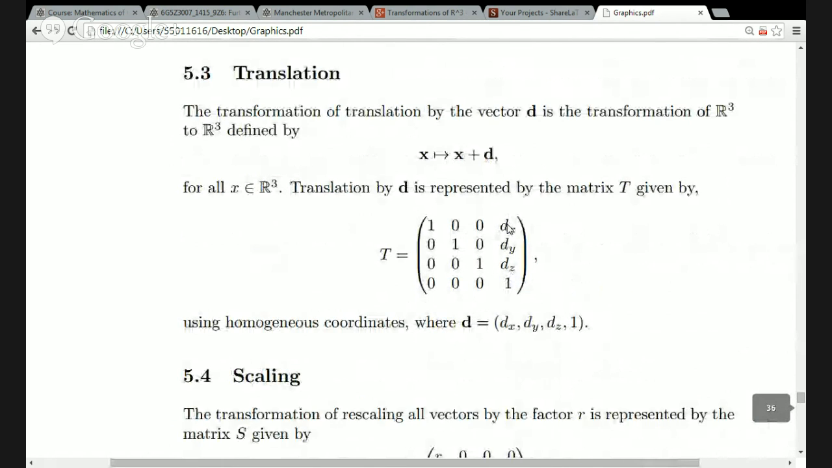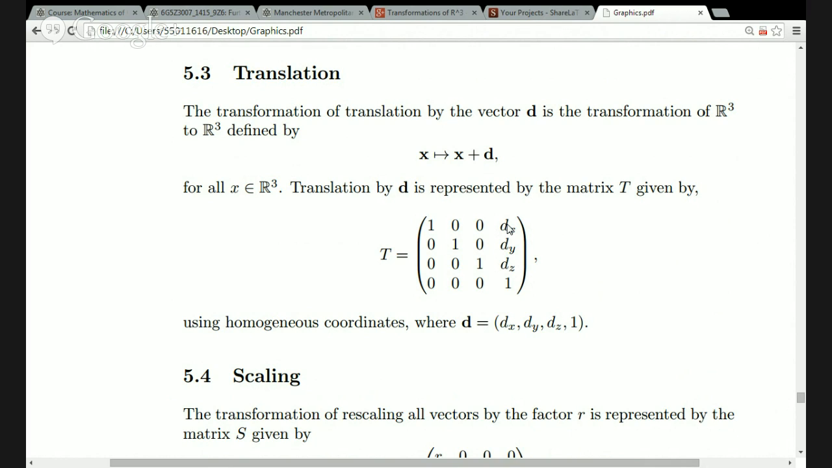Okay, so as I said, translations and scalings don't really present any more of a problem than they did in 2 dimensions, and we can dispense with those fairly quickly. So a translation transformation of R3, that's where you take all the vectors in R3 and you add some fixed vector to them. So this transformation, sending x to x plus d, where d is some fixed translation vector.